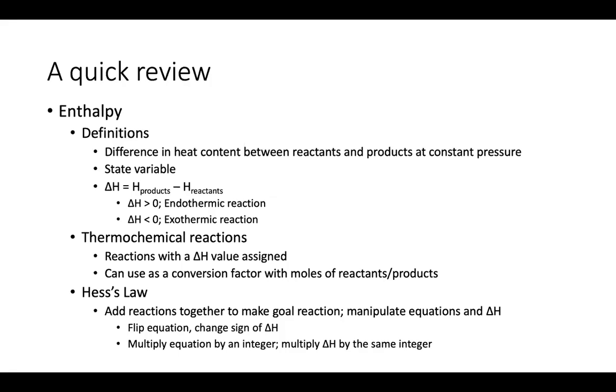And then lastly, Hess's law is what we just went over. The basic idea is you add reactions together to make a goal reaction, and you manipulate not just your equations, but also your delta H value, right? So if you flip an equation, you have to change the sign on delta H. If you multiply an equation by some number, you have to multiply delta H by that number as well.